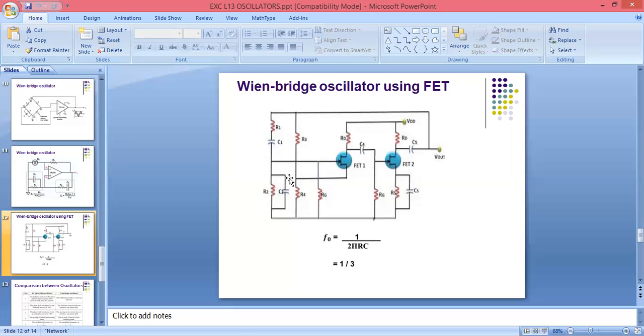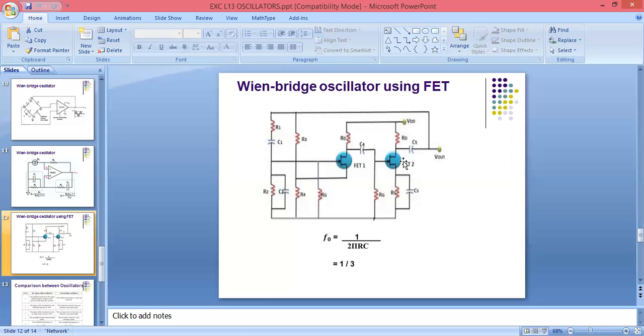RC network is used in the feedback network, and it can generate low frequency, and that low frequency will be from 10 hertz to 1 megahertz. We can generate Wien bridge oscillator using FET, using op-amp, using BJT. And if you see the circuit diagram of the Wien bridge oscillator, it consists of a two-stage RC coupled amplifier. This network is nothing but we are using two feedback amplifier.